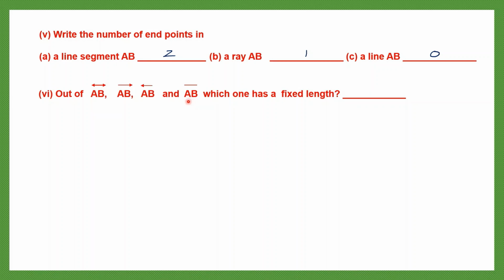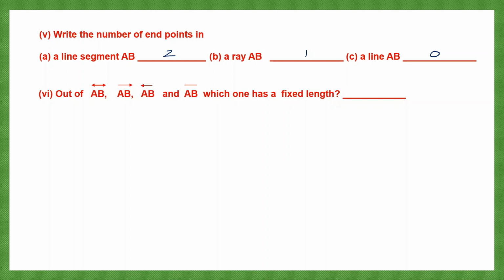segment. This is a line segment because there are no arrowheads. That means the two ends are fixed. So this is a line, ray, ray, and a line segment. Out of these, which one has a fixed length? Now this line AB, because of the two arrowheads, it will keep moving, so it doesn't have a fixed length. The ray will keep moving to this side, so there's no fixed length. This ray will keep moving to the other side, so there's no fixed length. Whereas AB is a line segment, it has a fixed length.